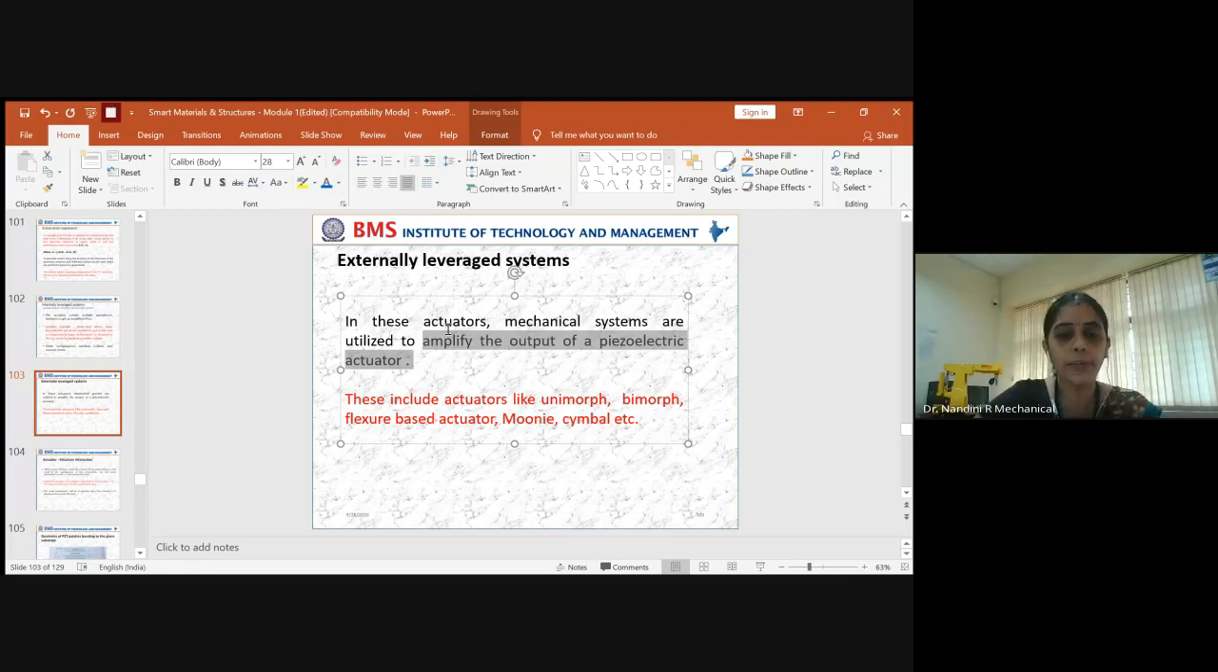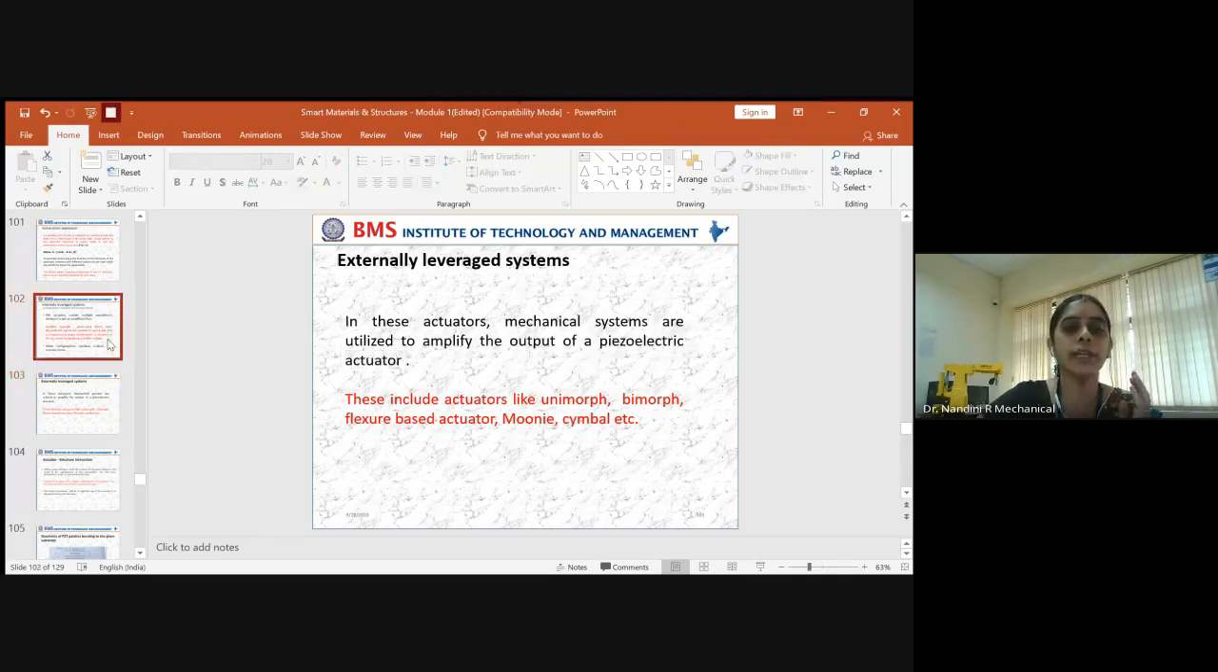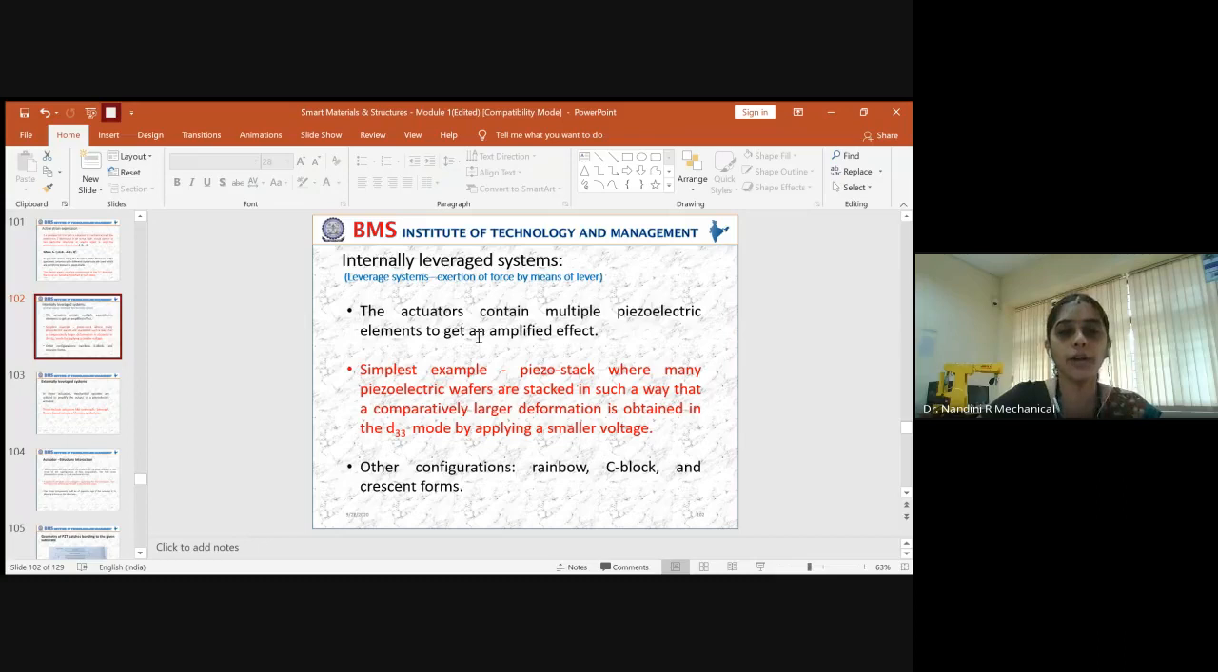We basically use externally leveraged systems for providing the output of the piezoelectric in the form of voltage, which is mainly for the direct piezoelectric effect. And we use internally leveraged systems for our indirect piezoelectric effect, where we mainly focus on getting the enhanced displacement. Is this clear between the leverage systems, students? Hello? Yes, ma'am. Yes, ma'am. So kindly listen carefully, then only you can understand the concepts.